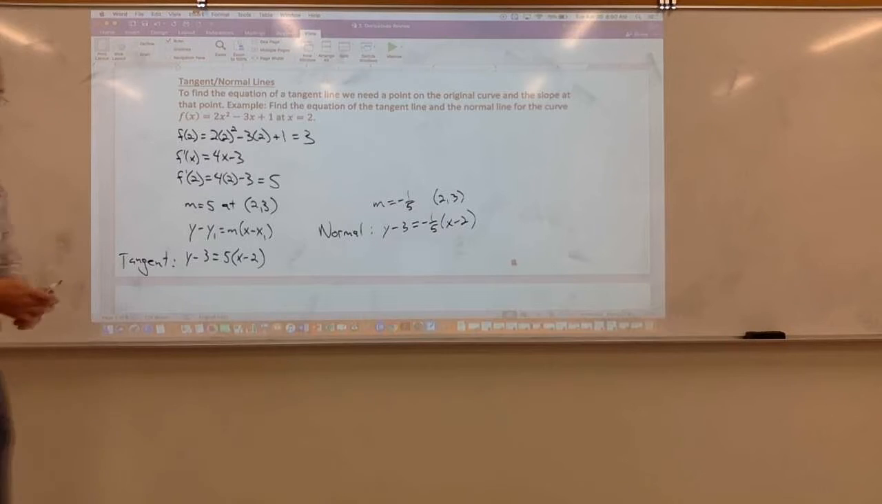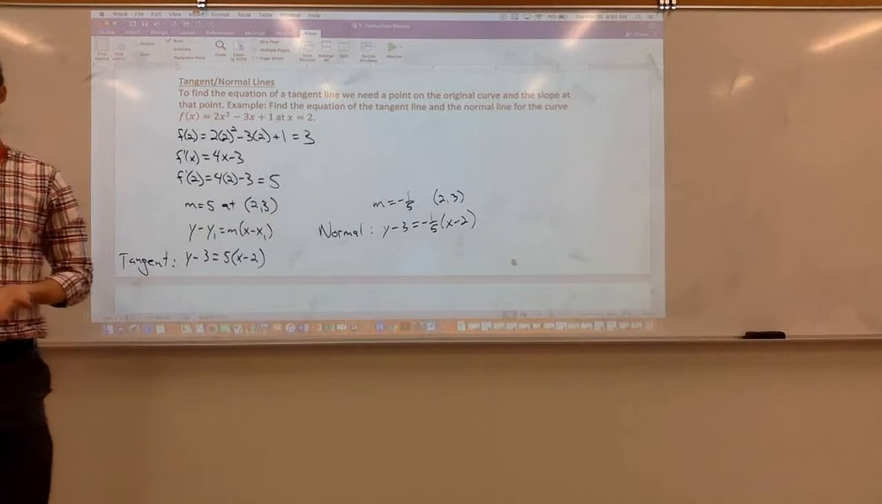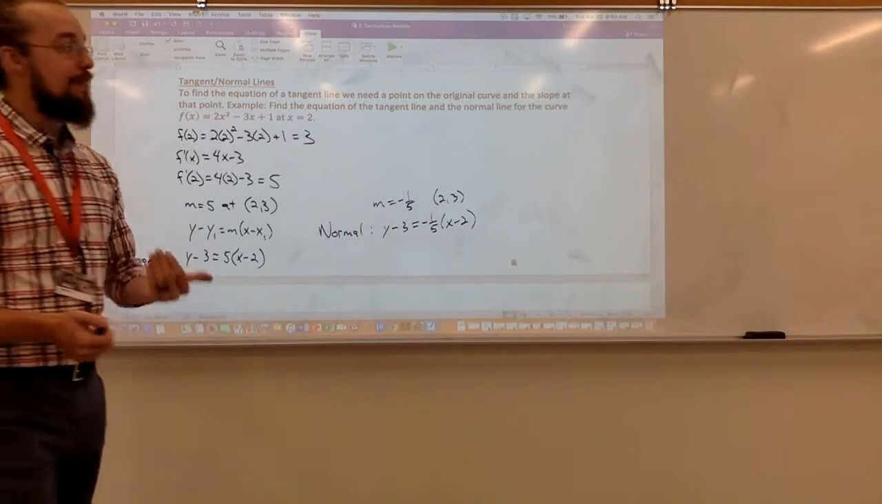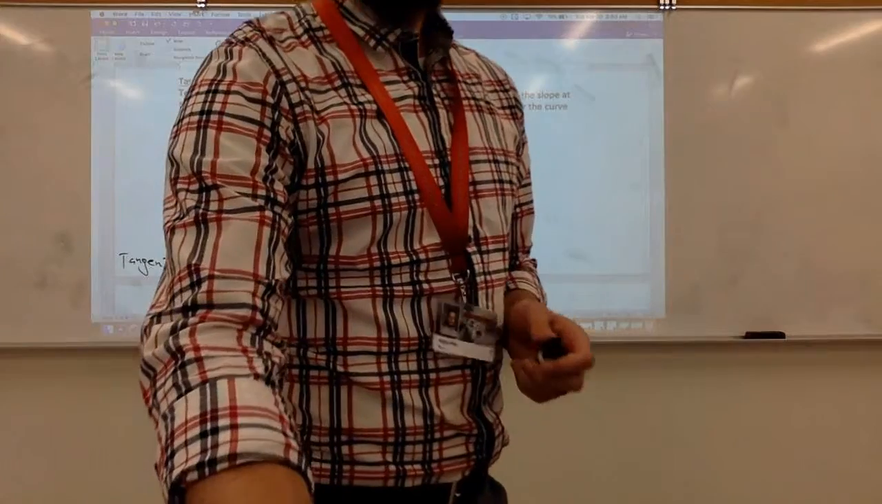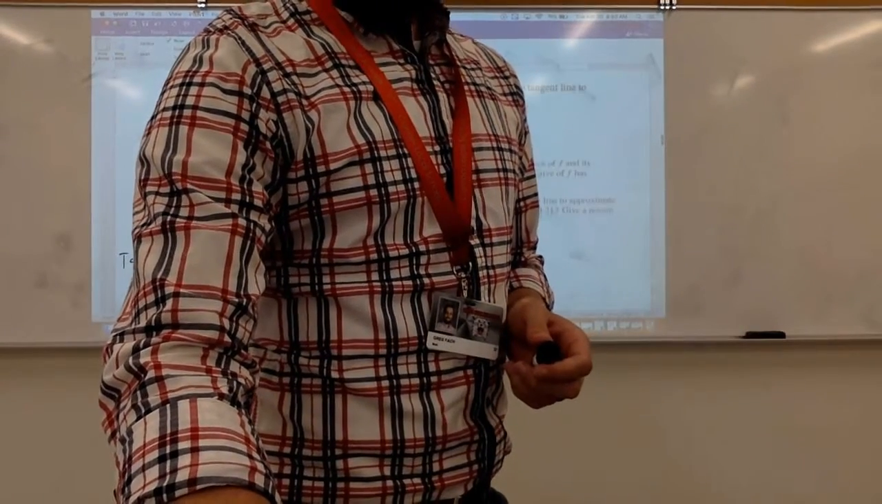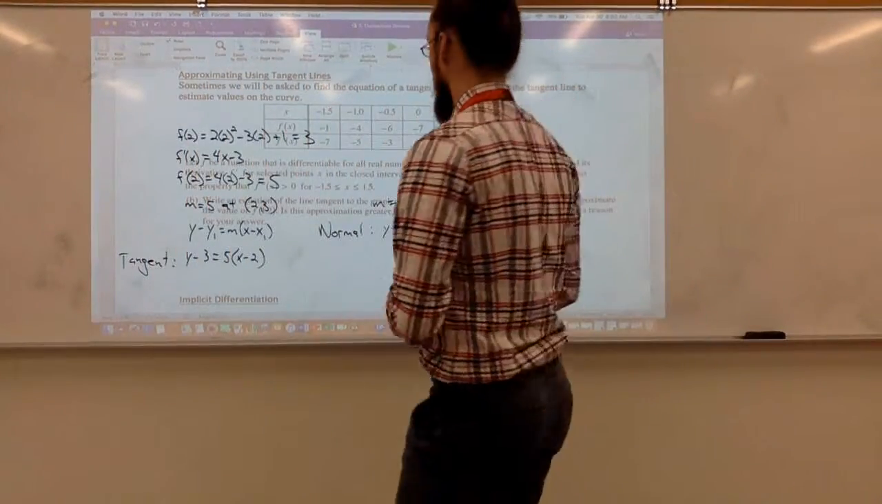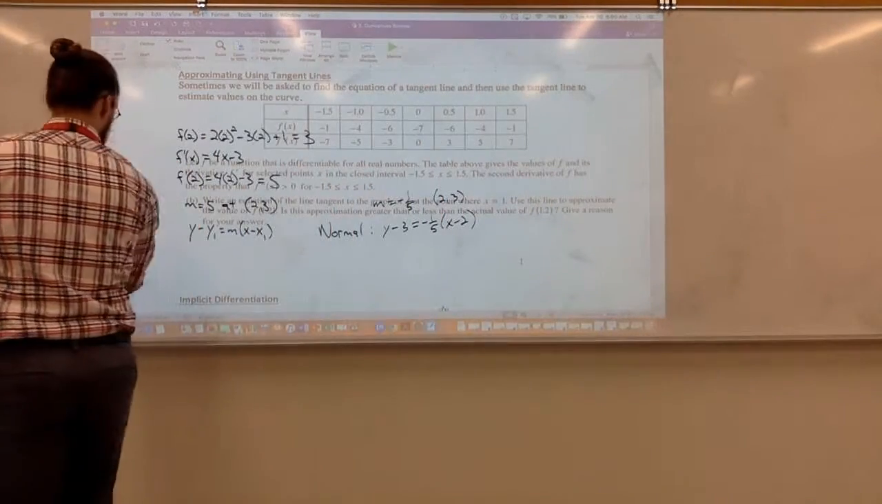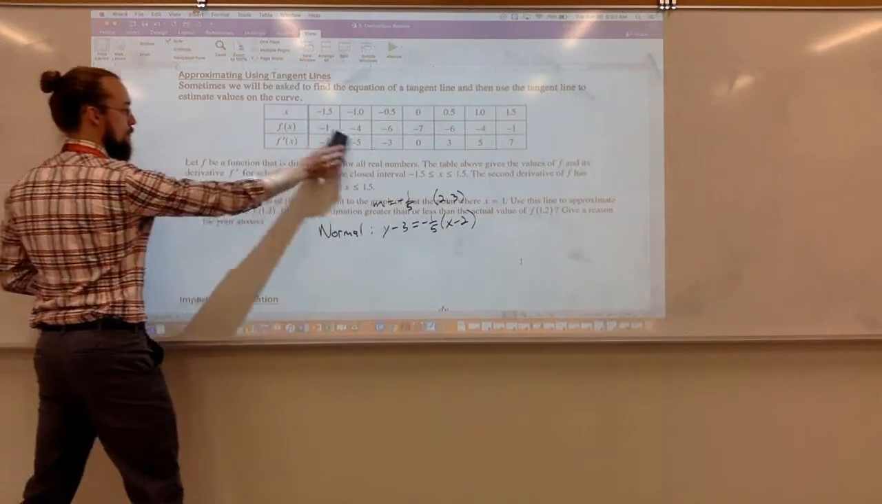And we'll look at implicit differentiation here in a second, but recently it seems like tangent lines of implicitly defined functions have become a popular question type on the AP test. Okay? But it's the same process. You just need to find the coordinate point, and you need to find the slope at that point. Okay? So, approximating using tangent lines is also a popular question type recently.